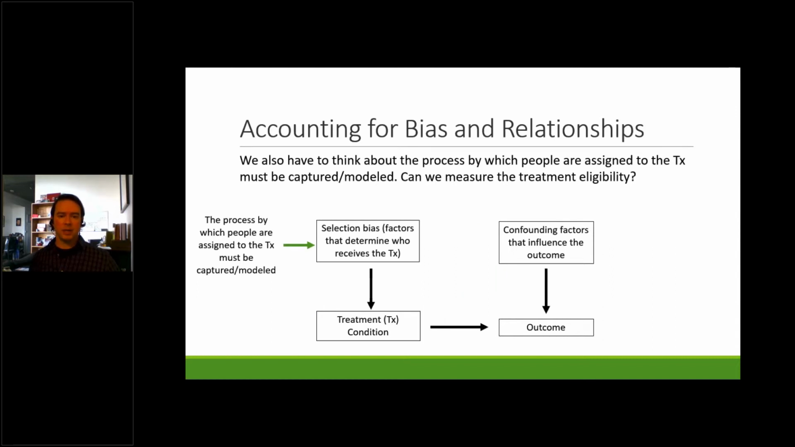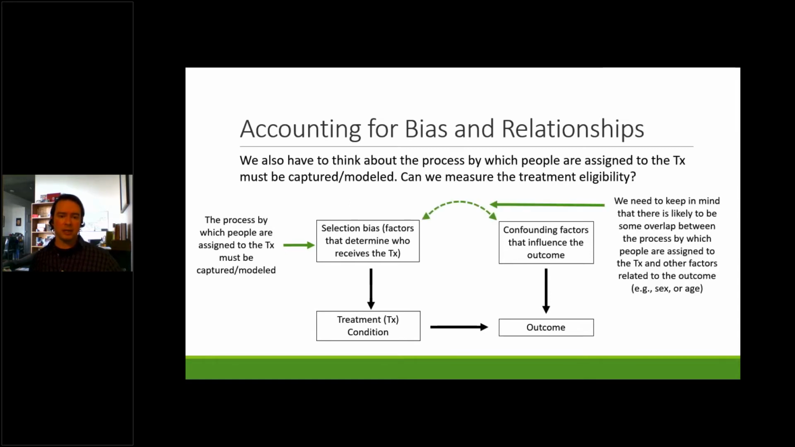We also have to think about how people are assigned to the treatment, and can we measure the treatment eligibility? The process by which people are assigned to the treatment must be captured or modeled. If we can't model this to a reasonable degree, it's possible that there's too much arbitrary variation in the unobservable measures to identify a suitable comparison group.